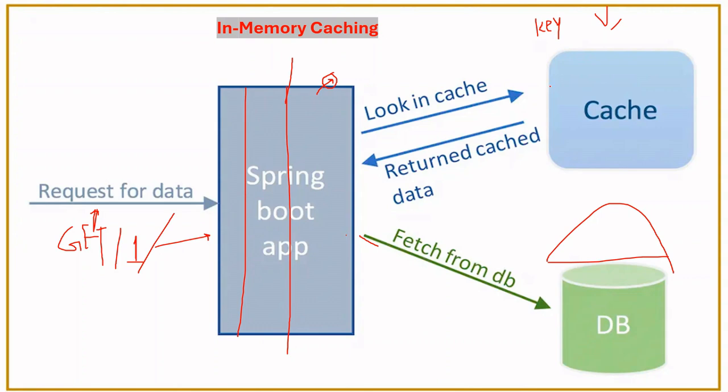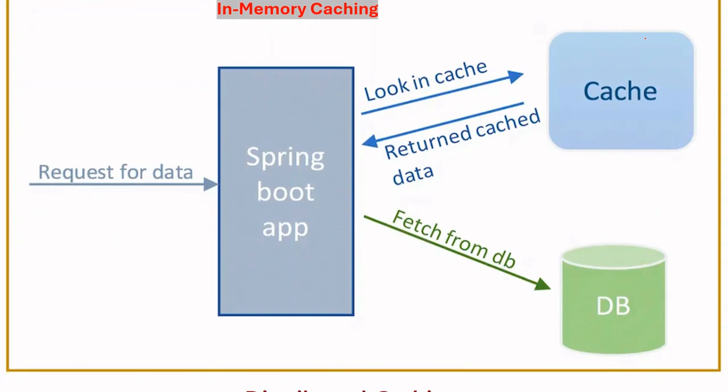So cache means your request will be faster than the DB. This is the caching mechanism. We can achieve it with the help of Caffeine, EHCache, and Guava, anything you can use according to your implementation plan.